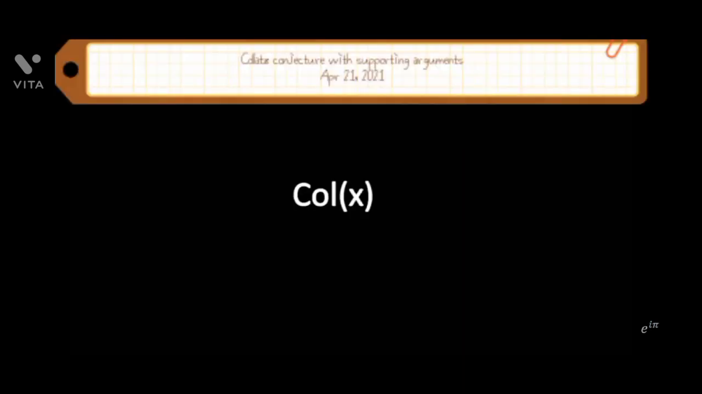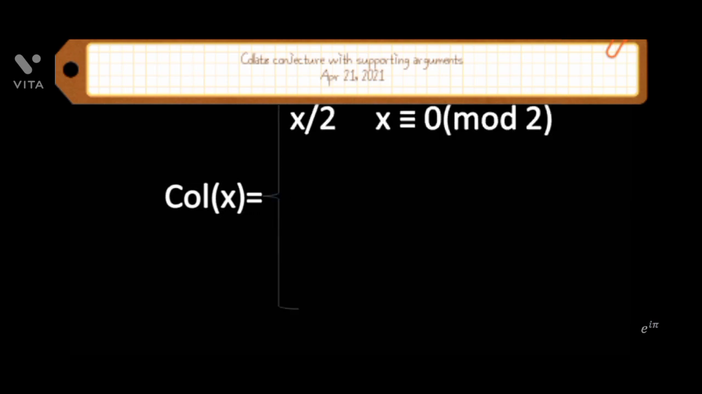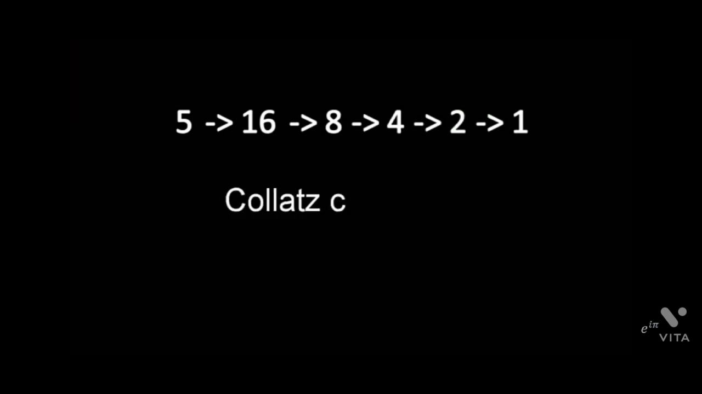Now this operation can be such that it's x over 2 when x is even and 3x plus 1 when x is odd. The interesting fact is that no matter what natural number we choose, if we follow the algorithm using the function, we eventually get to 1. This is the infamous Collatz conjecture.